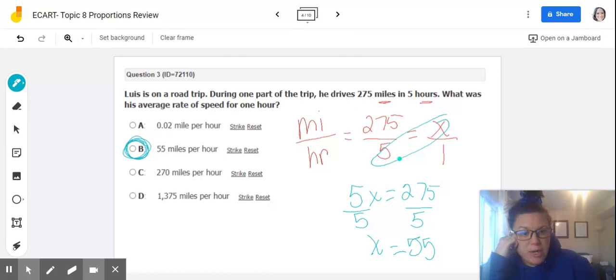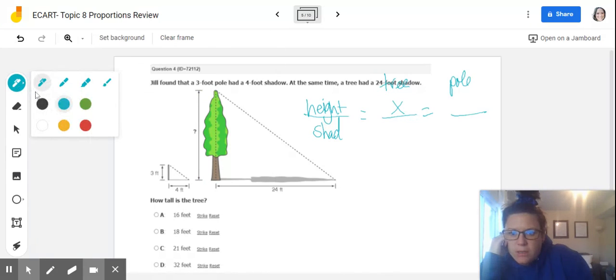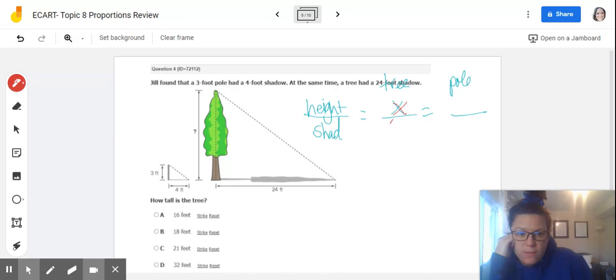Other ways to set it up, sure, but I do want you to do this proportion in solving the equations to do these problems. All right, so this one was height over shadow, right? These were the problems we practiced in class with the height over shadow. And I'm going to put the tree first, and I'm going to put the pole second. So the tree height, I don't know. And the shadow of the tree is 24. The pole height is 3. And the shadow length is 4. And that's how you set this one up.